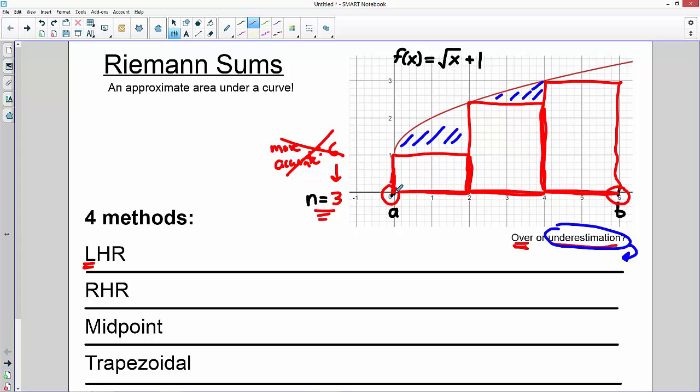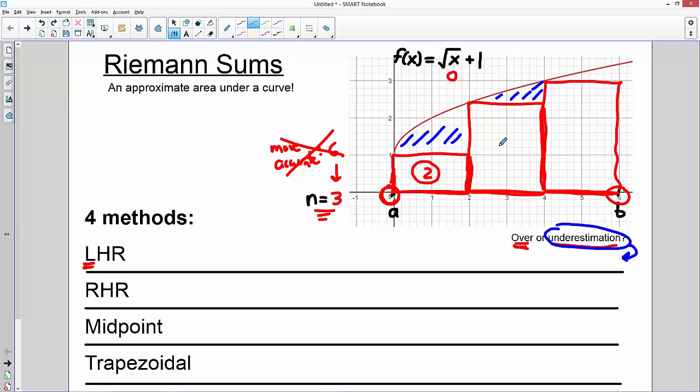Okay, and this first area is easy. It's got a width of 2 and a height of 1. Okay, why? Because I'm plugging in 0. This is the left-hand side of my rectangle, see? I'm plugging 0 in here, right? So the square root of 0 plus 1 is 1. So the area of this rectangle is 2, and I often like to put it in a circle inside the rectangle. You don't have to. Okay, it's 1 by 2.